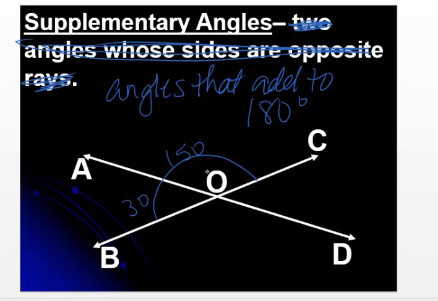Also, you have AOC and COD forming a straight line. So those are also supplementary angles. And then you have other pairs of supplementary angles, just anywhere where they form a straight line.